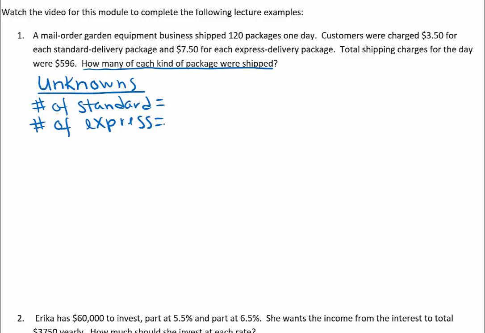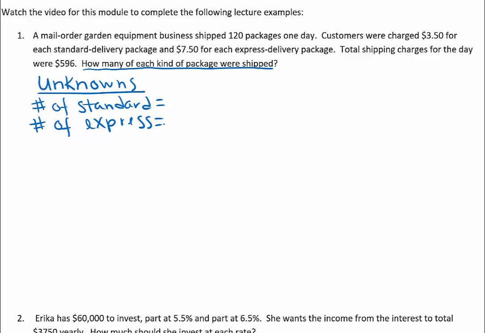My first example says, a mail order garden equipment business shipped 120 packages one day. Customers were charged $3.50 for each standard delivery package and $7.50 for each express delivery package. Total shipping charges for the day were $5.96. Here's the sentence I'm going to focus on. How many of each kind of package were shipped?